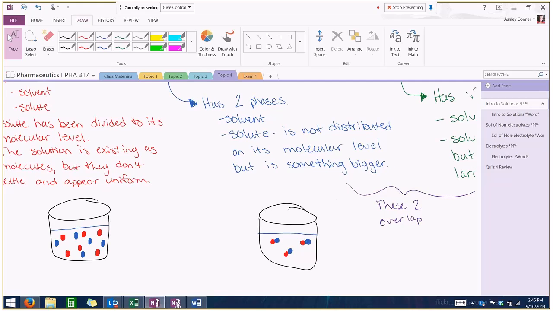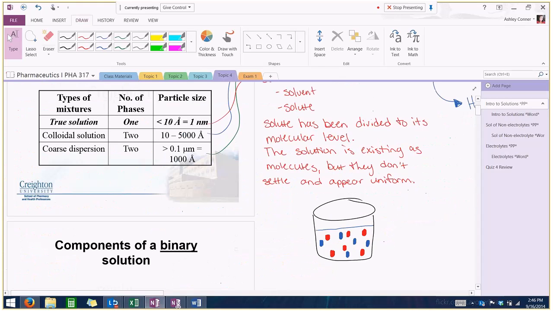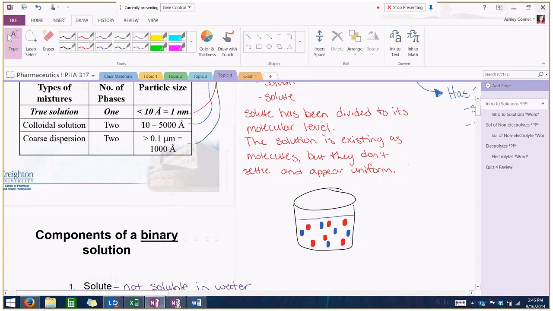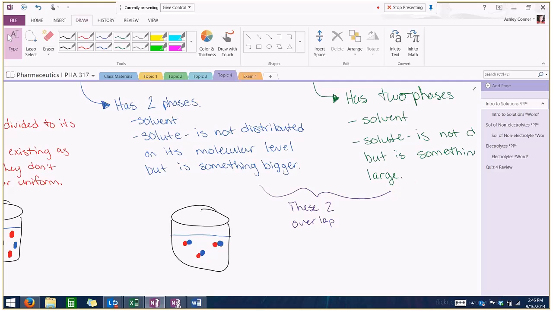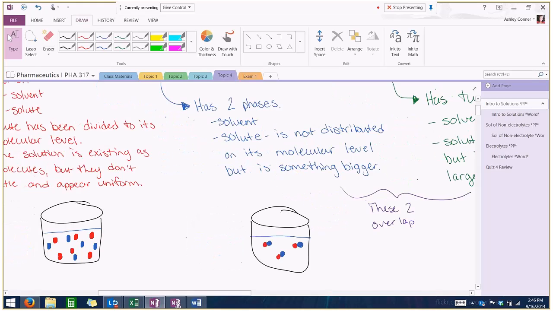I think that the other two that he talked about, the colloidal, however you say that, and coarse dispersion, mean that maybe it's not separating to a molecular level like it did over here. It's kind of staying bigger.